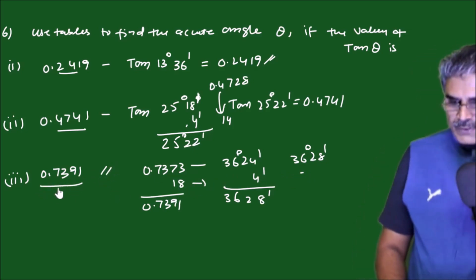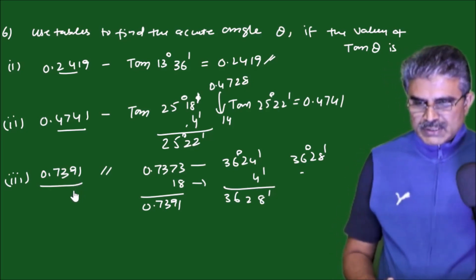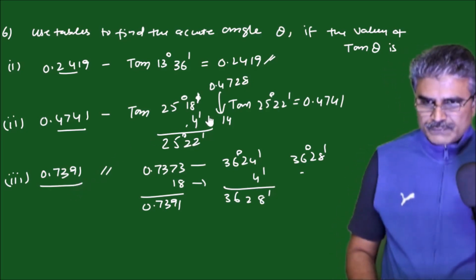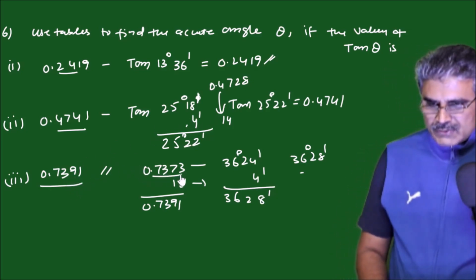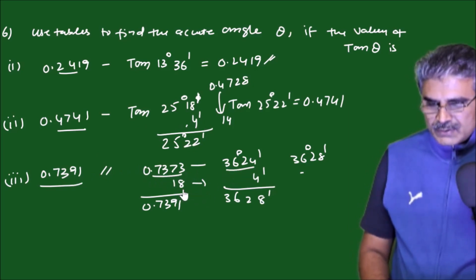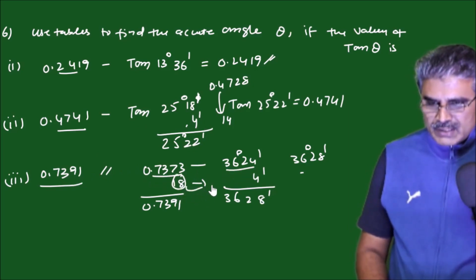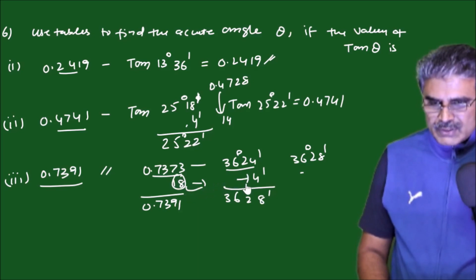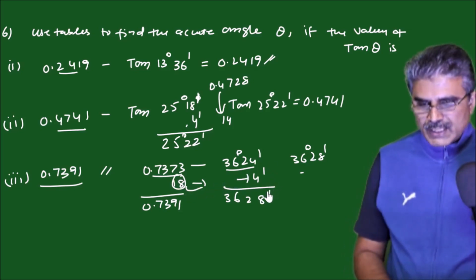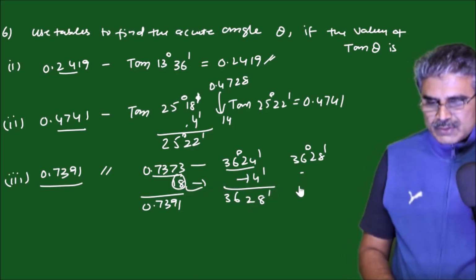0.7391. So first of all check the value. You need to check the nearest value for that, and from the nearest value find the angle, and for the remaining thing check the mean difference. From the mean difference you will get the extra angle. So add up all these things, and you will have 36 degrees 28 minutes as the answer.